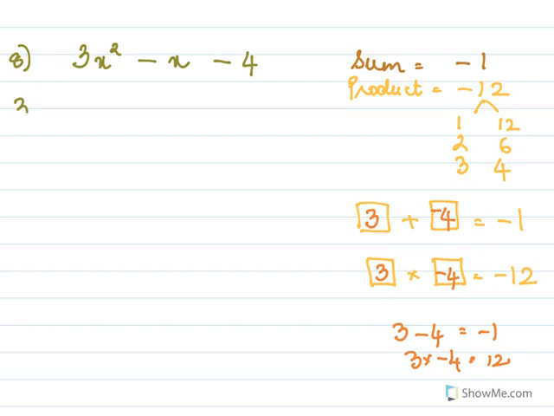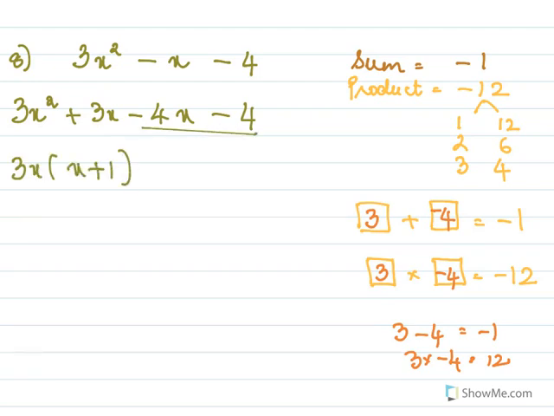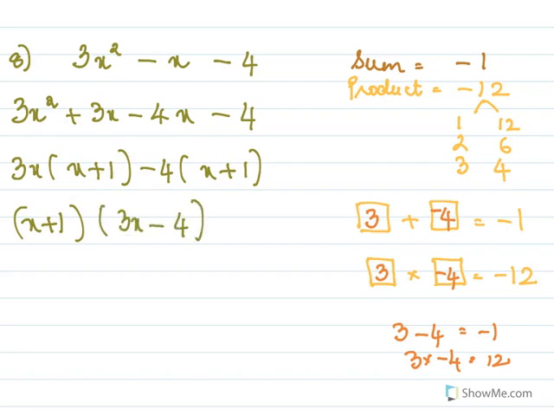So now when we break up, we get 3x square plus 3x minus 4x minus 4. Here we take common out, and that would be 3x, x plus 1. Here we take common out minus 4, and you get x plus 1. Now we take x plus 1 common out. We take this out, and what will remain behind is 3x minus 4.